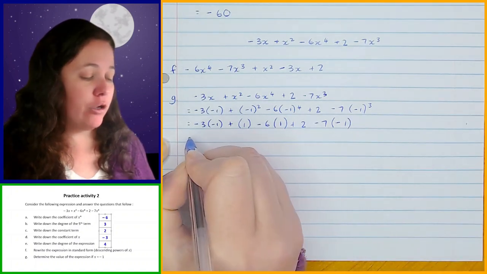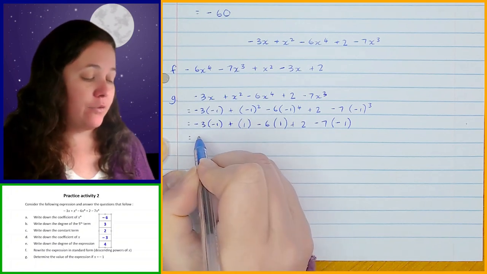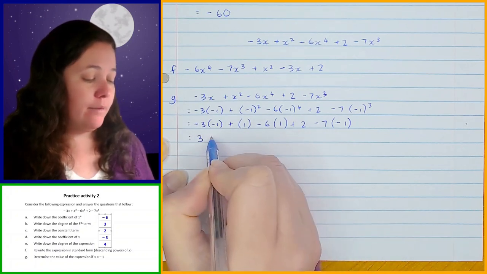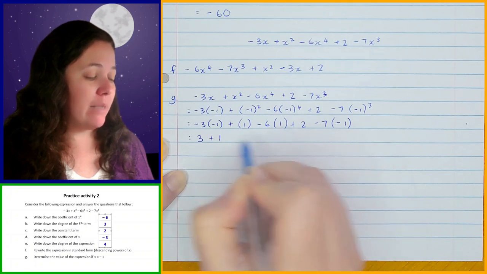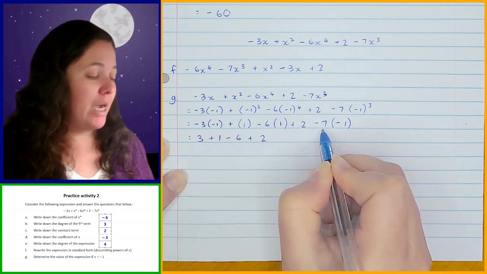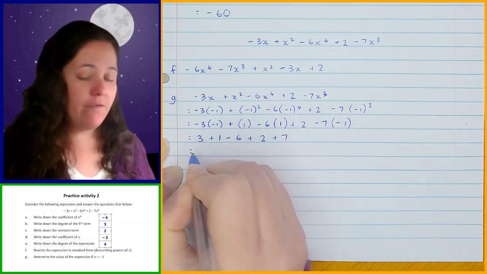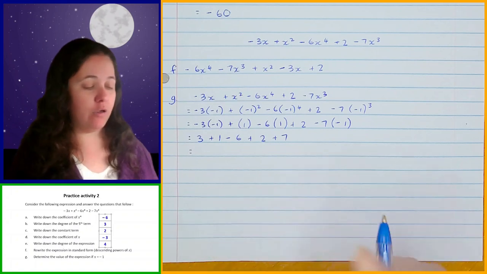Okay, so now I can go and do all my multiplication. So I have negative 3 times negative 1 is positive 3. Plus 1, minus 6 times 1 is just minus 6, plus 2, and minus 7 times negative 1 is plus 7. And when you work all of that out, you should have ended up with an answer of 7.